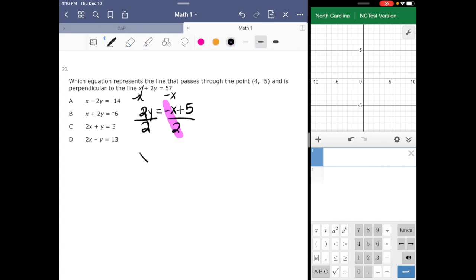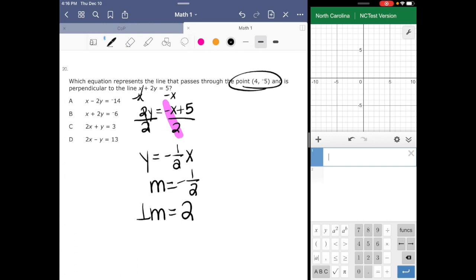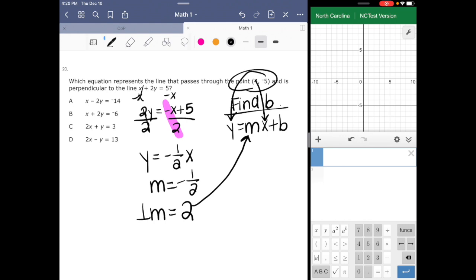Now, what I only really care about is the slope value here. So y equals negative 1/2 x. So my original slope is negative 1/2. My perpendicular slope is going to be positive 2. All right, so now we're going to take our point, because we need to find our b value. We're going to do that by plugging it into y equals mx plus b. I'm going to take my 4, plug it in for x, negative 5 for y, and 2 for m.